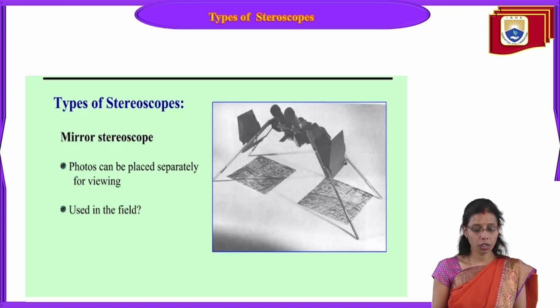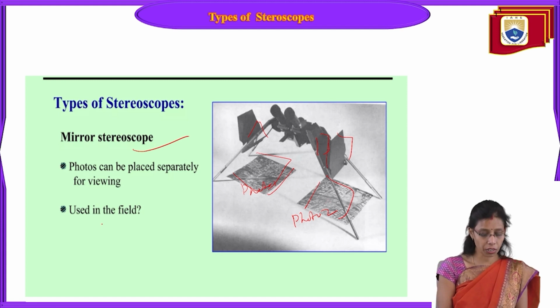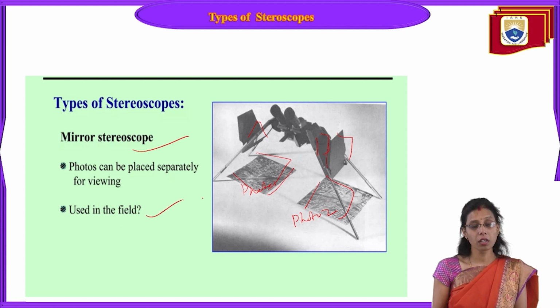Now, if you talk about the types of stereoscopes, we have different types. One is the mirror stereoscope. A mirror stereoscope looks like this. It has a mirror here and it has a lens over here. This is used in the labs, so one image is here, one image is here. So it's like photo 1 and photo 2. We generally use it in the field for finding the stereo vision.